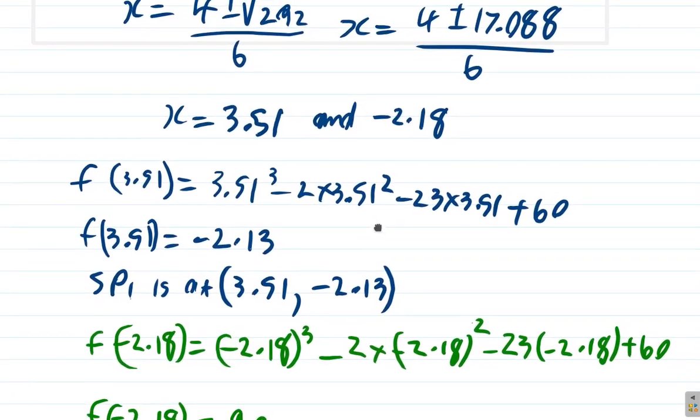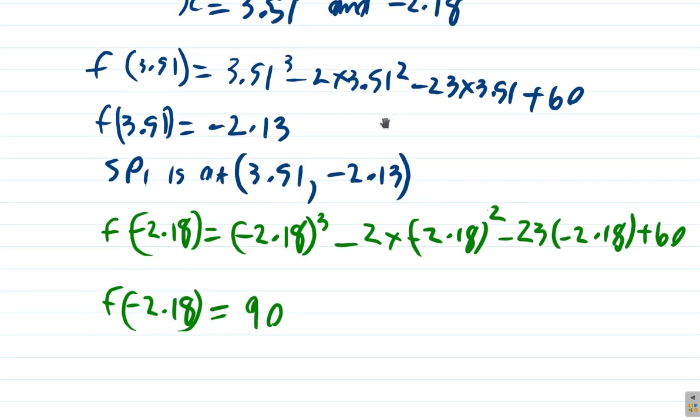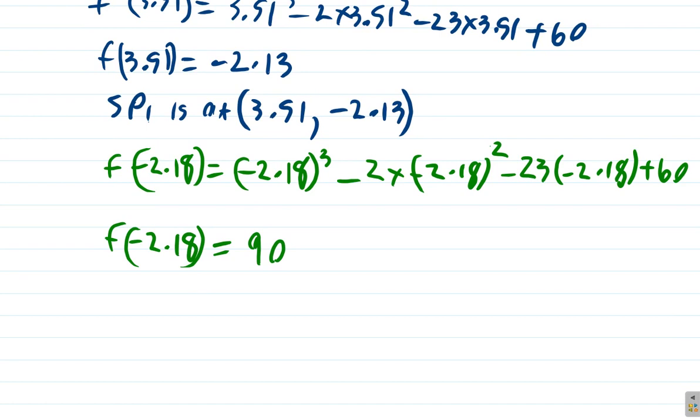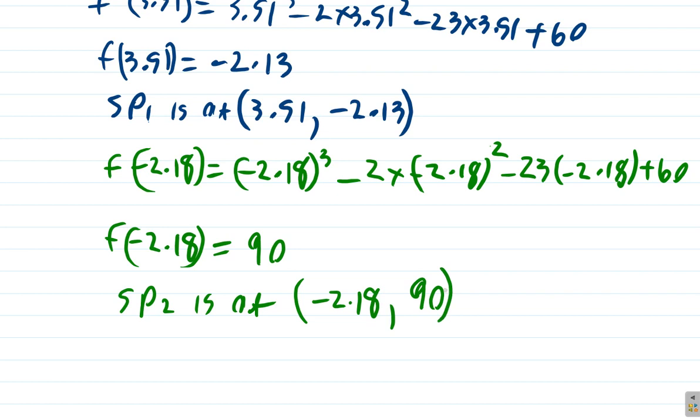Now, here, it means the other stationary point, call it SP2, is at negative 2.18 comma 90.